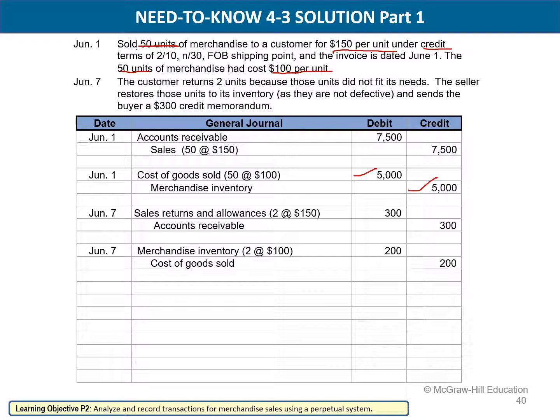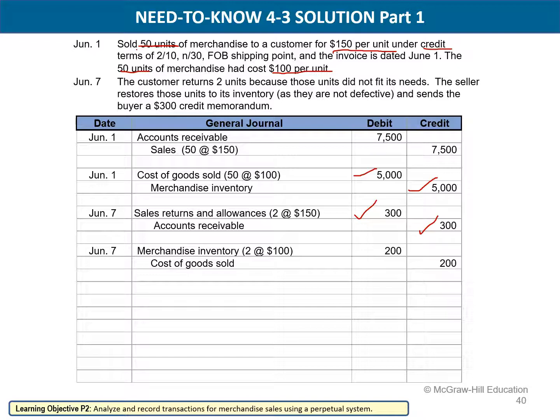Then on June 7th, the customer returns 2 units because it didn't fit its needs. And so they're not defective. So we restore them to inventory. So we have to unwind the sale part and we have to unwind the cost part, right? Or the revenue part and the cost part. So 2 at 150, we need to record sales returns and allowances. And then we need to reduce our receivable by $300.